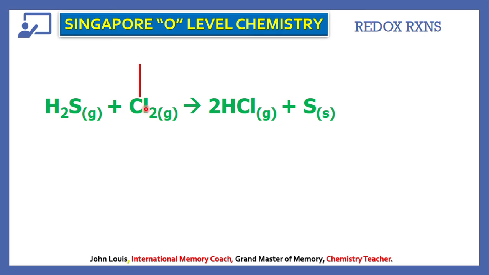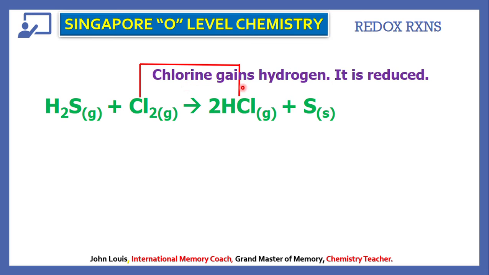On the left hand side it is pure chlorine Cl2. But what about in the product side? It is hydrogen chloride. So what is added to chlorine? Hydrogen is added to chlorine. That is, chlorine has gained what? Hydrogen. So chlorine gains hydrogen. Therefore it is reduced. That is, gain of hydrogen is known as reduction. Or reduction is gain of hydrogen.